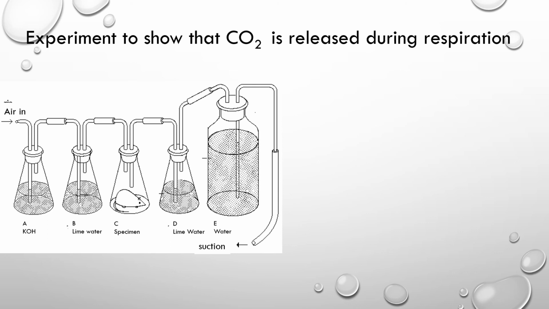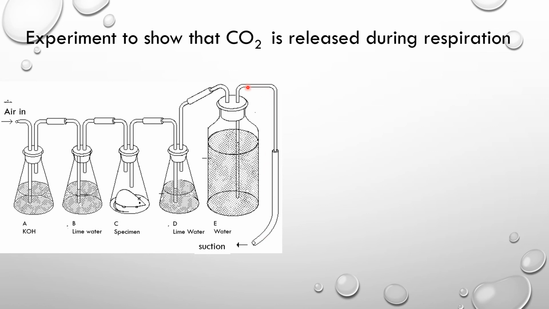And in this specimen bottle C, we have used a live specimen. Here it is a rat, and in setup D again it has used lime water, and in setup A the bottle is filled with water and it is connected to a suction tube, a tube that is used to suck the water inside the bottle. So now I am going to explain how the experiment is going to be done. As the setup is prepared like this, you have to suck the water from this suction tube.